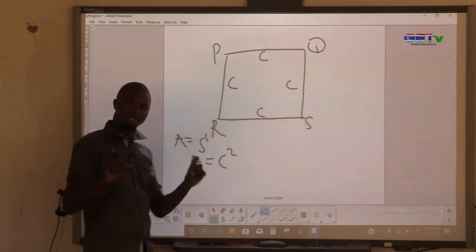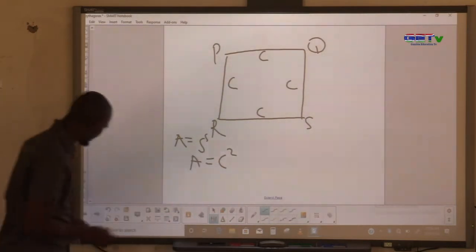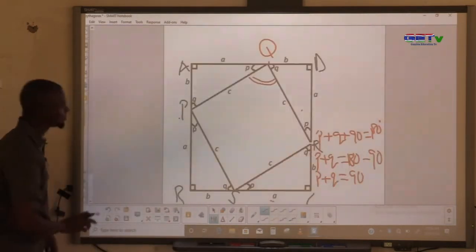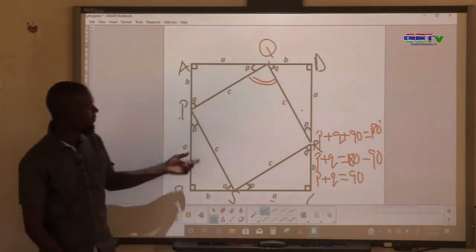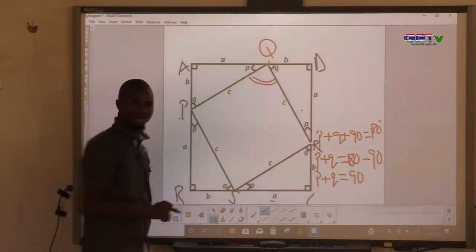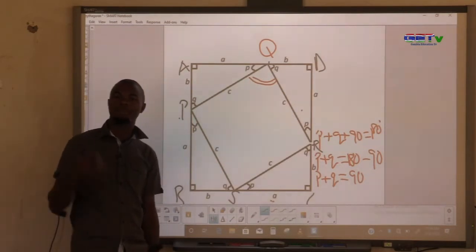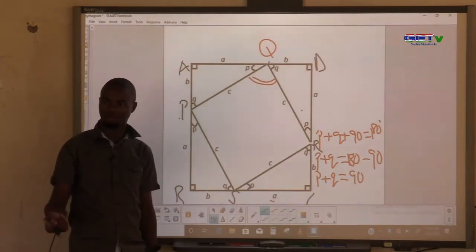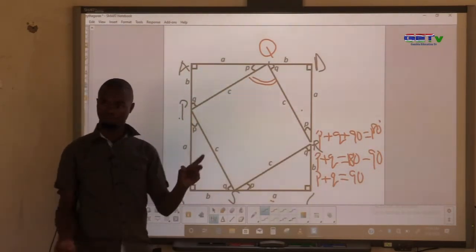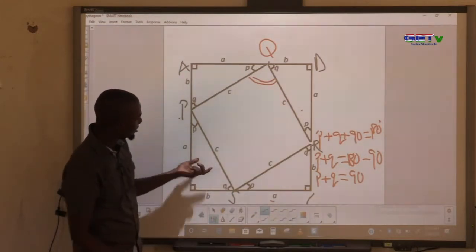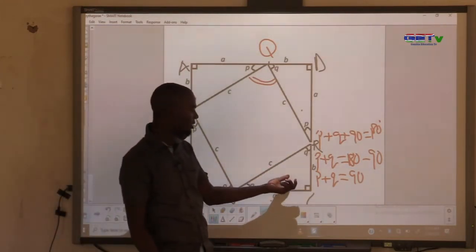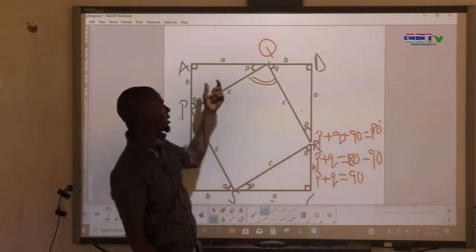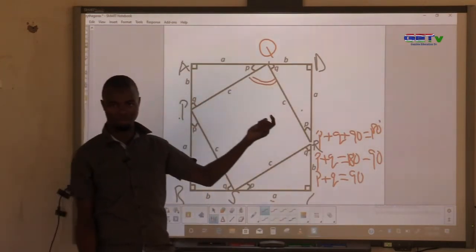Now we have the tilted square. Let's go back to the diagram again. We have the tilted square, that is this one. Then we have the congruent triangles. How many of them are there? There are 4 of them. This is a right angle triangle, this is another right angle triangle, this is another, and this is also another right angle triangle.